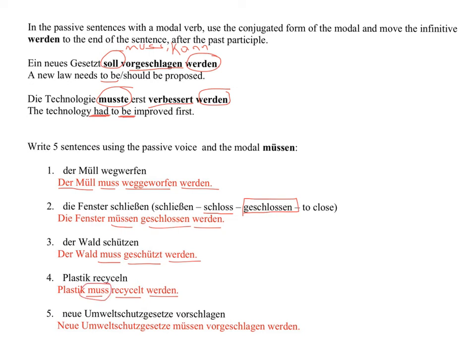And neue Umweltschutzgesetze vorschlagen, new environmental laws. Vorschlagen is to suggest. So neue Umweltschutzgesetze, plural laws, so we're using the plural form of müssen. Vorgeschlagen, so past tense of vorschlagen, vorgeschlagen, and werden at the end. So new environmental protection laws must, so we've got must right here, must be suggested.